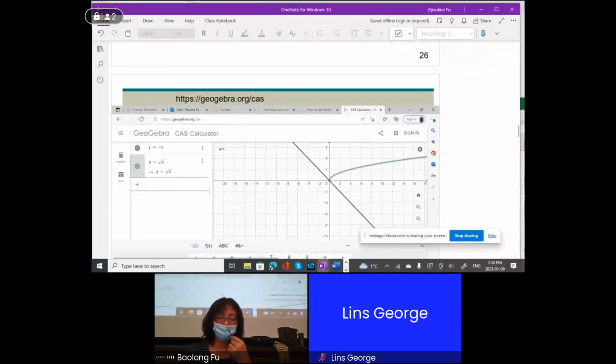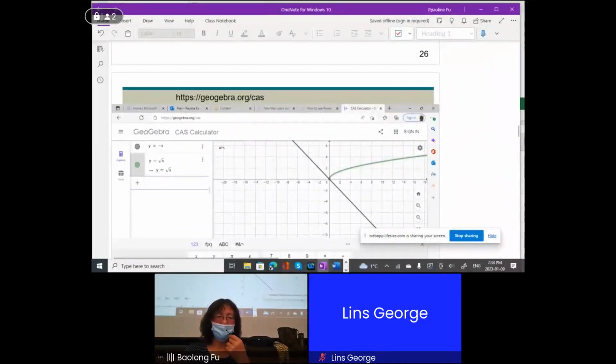Now I'm going to introduce the software we need for this course, GeoGebra. Write down this web address: https://geogebra.org/cas.